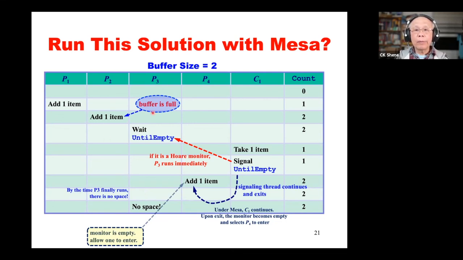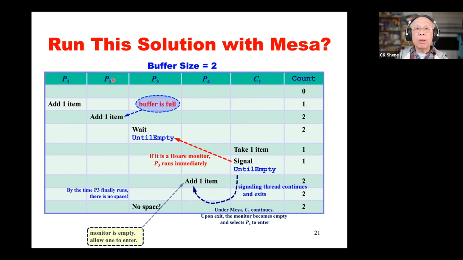Let's see why. Suppose we have four producers and one consumer interacting with each other, and the variable count is listed here, initially zero. For simplicity, let's use only a buffer size of two. That's two slots in the buffer. So process P1 adds an item there. Counter is one. And process one exits.